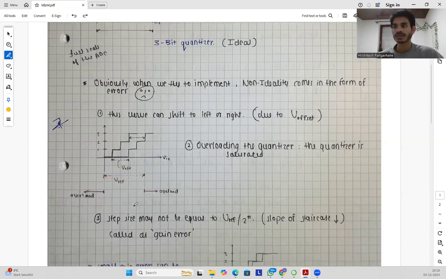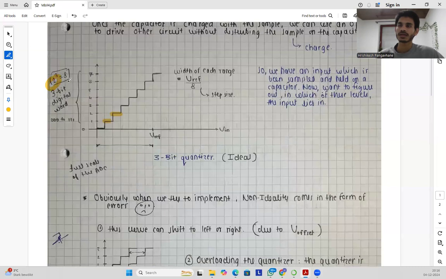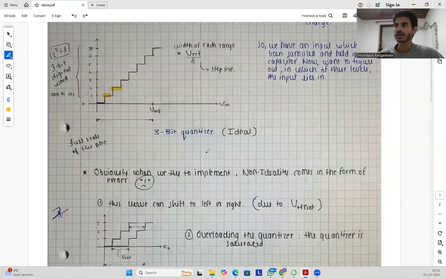Then our step size may not be equal, which is basically Vref by 2 to the power n. In this case, 2 to the power 3, which is 8, so we had Vref by 8. Obviously at a particular local instance, the slope is either 0 or infinity.